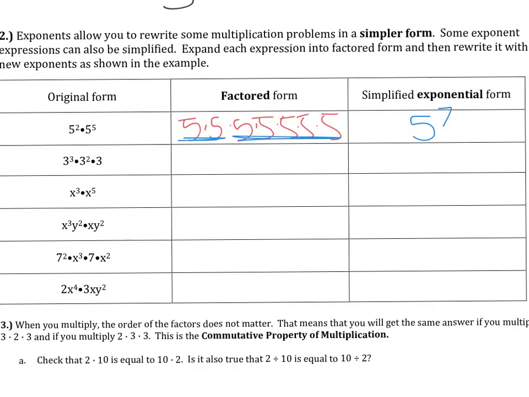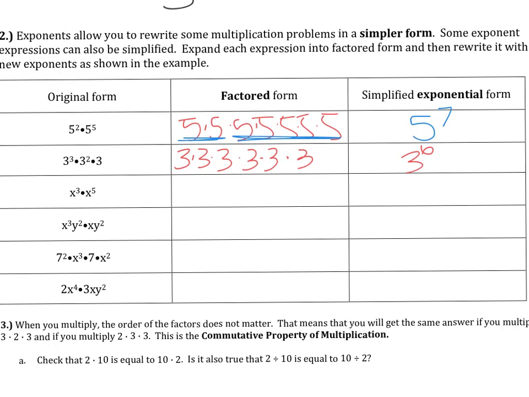For the second example, we have 3 cubed times 3 squared times 3. So we'll have our 3 times 3 times 3 for 3 cubed, 3 times 3 for the 3 squared, and then times 3 for the 3 that's left over. So we have a total of 6 3s. So it's going to be 3 to the 6th power.